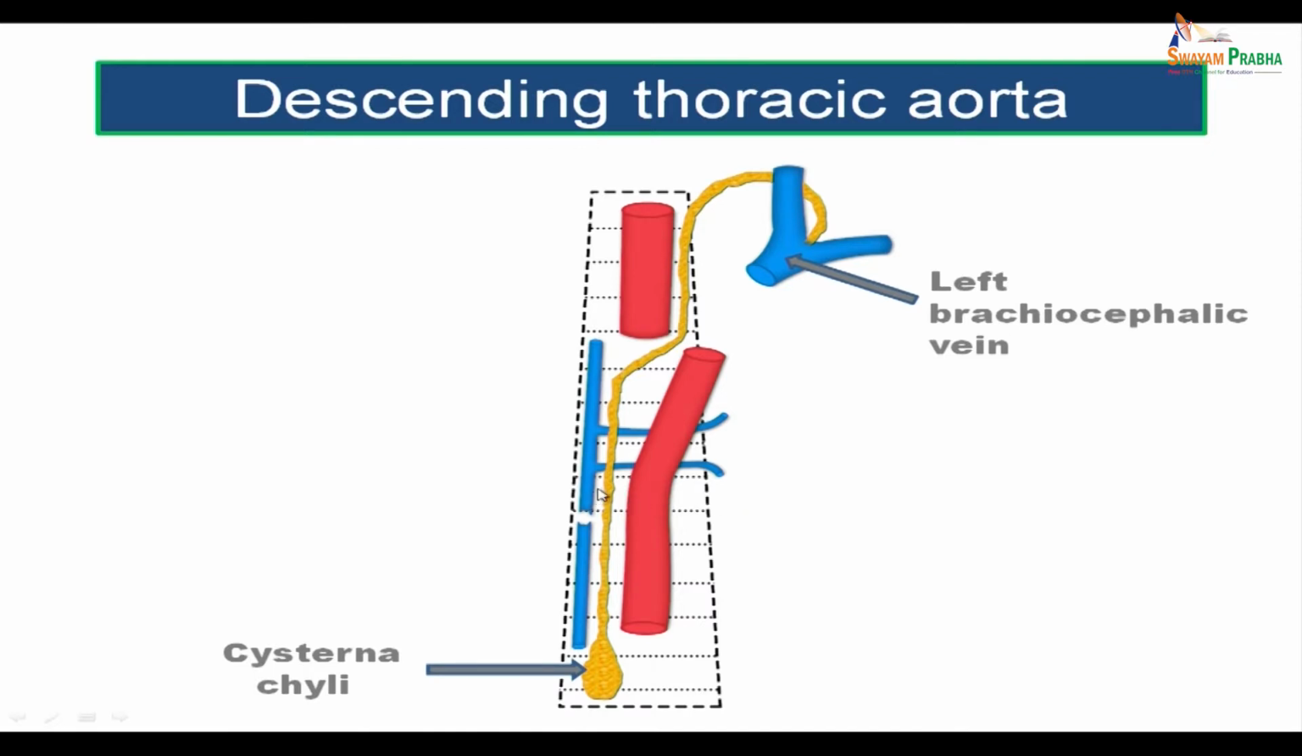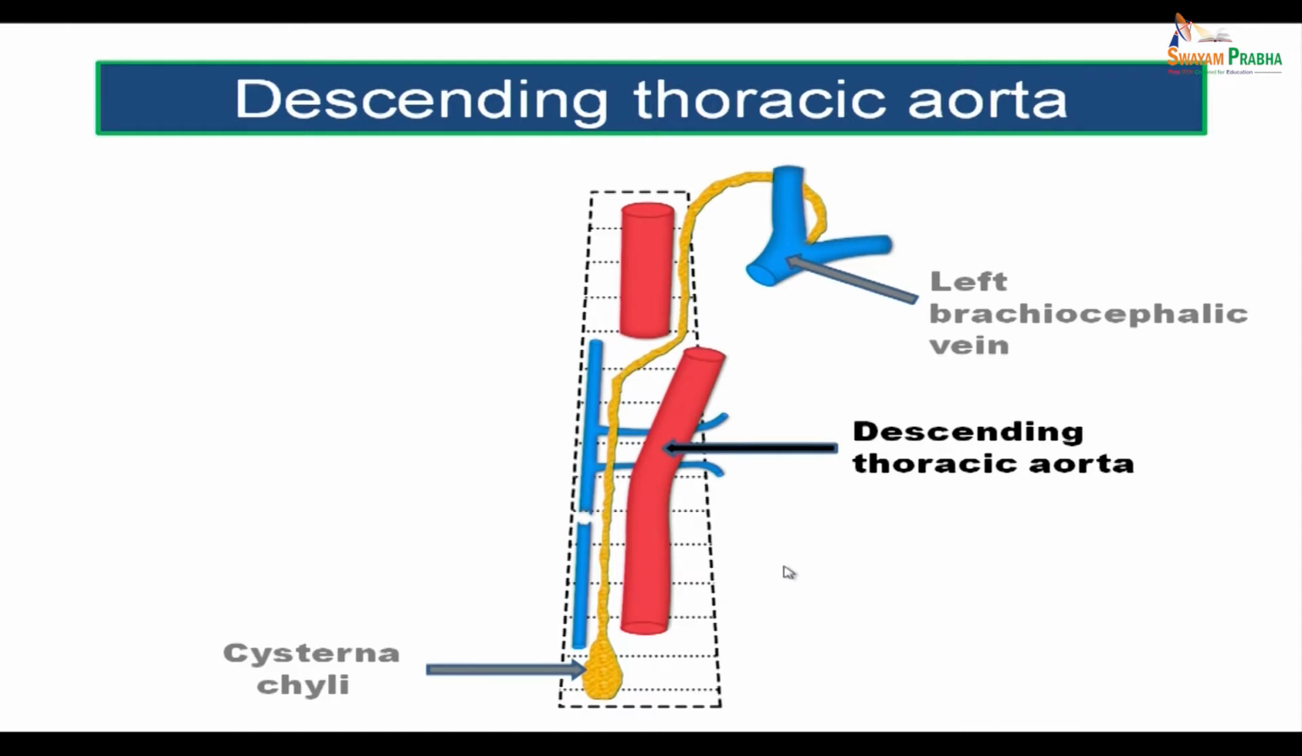The azygous vein along with the thoracic duct is present to the right side of the descending thoracic aorta. All three of them will be passing through the aortic aperture in the diaphragm. The thoracic duct is between the azygous vein on the right side and the aorta on the left side.